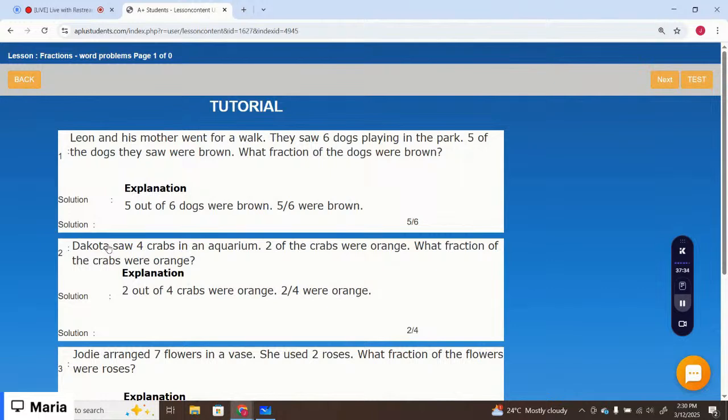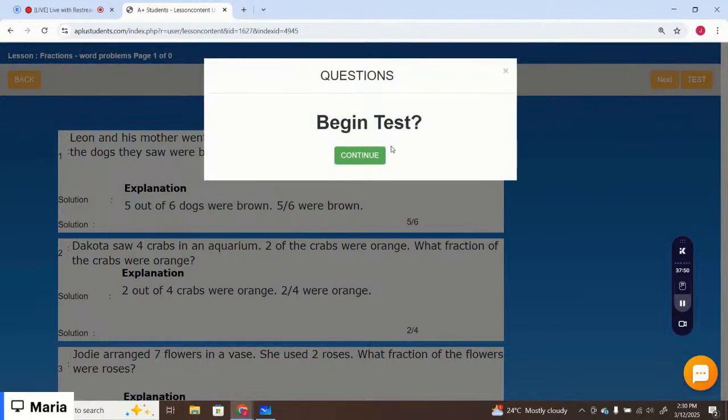That is 5 out of 6 were brown. The total dogs were 6 and 5 of them are brown. So that is 5 out of 6. Let's just start with the test questions.